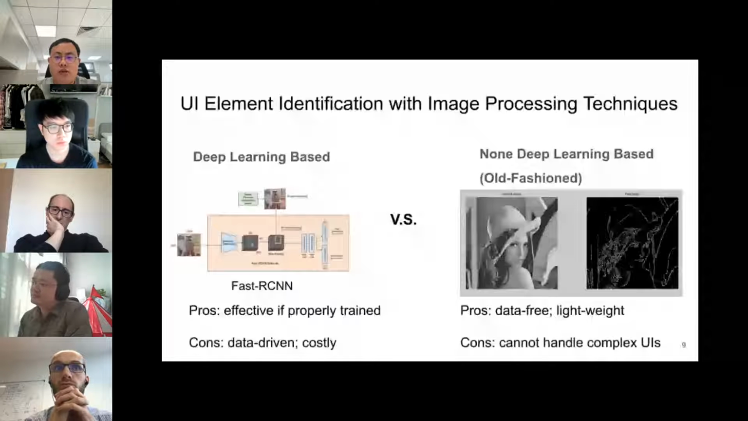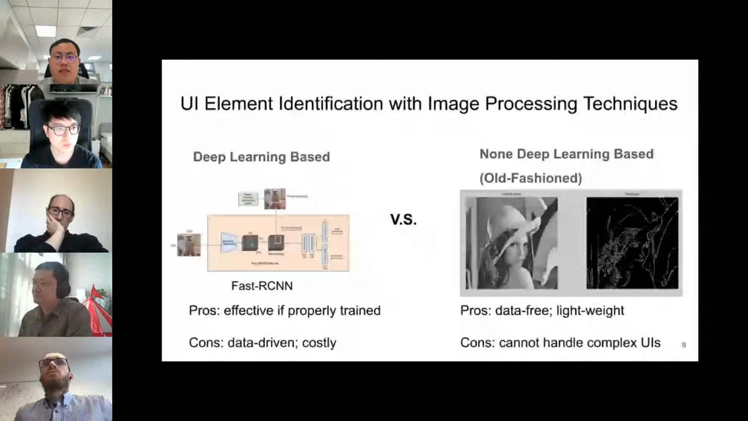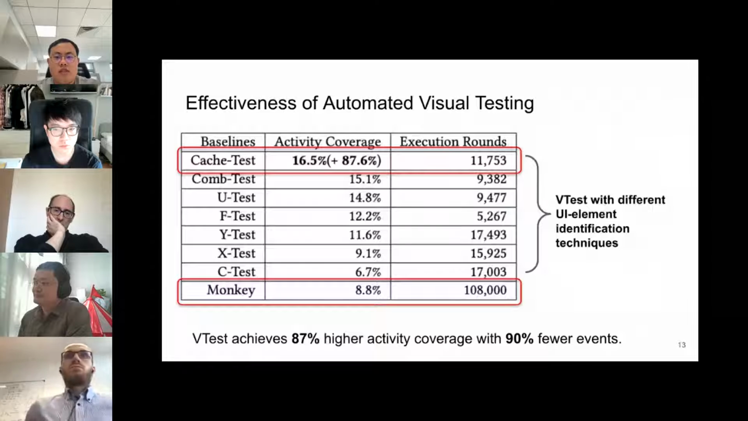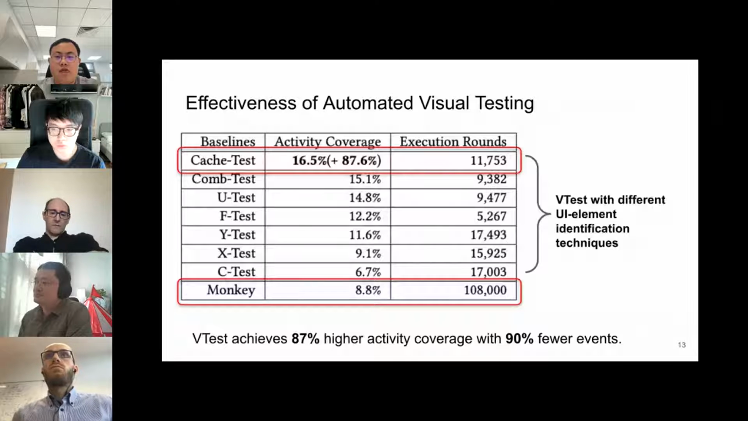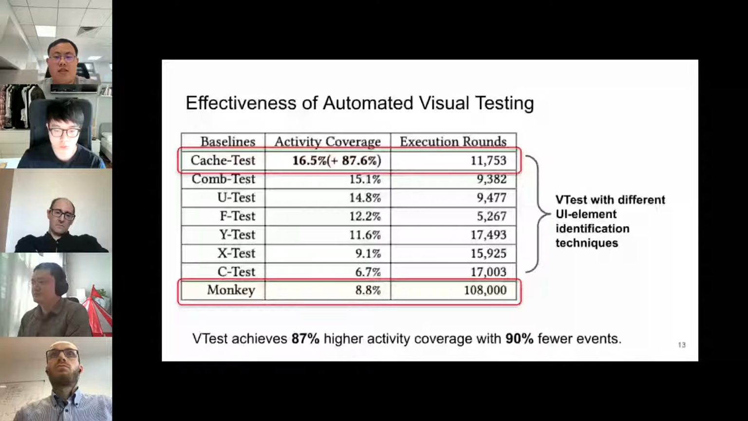Next, we evaluate the effectiveness of automated visual testing in terms of activity coverage on Android. Compared to Monkey, a state-of-the-practice testing tool for Android, VTest achieves 87% higher activity coverage with firing 90% fewer events, which demonstrates the effectiveness of automated visual testing. Then we examine the factors affecting the test effectiveness besides the UI element identification accuracy.